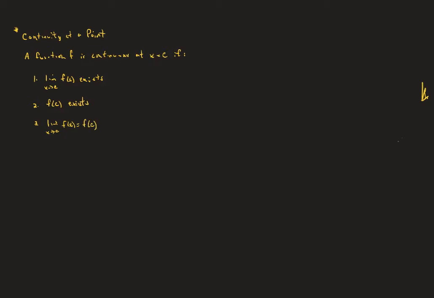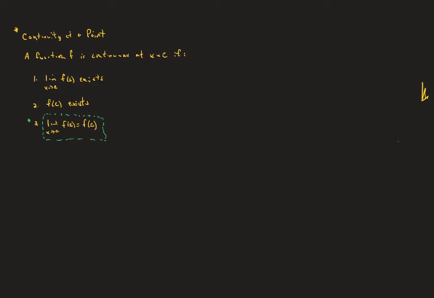Okay, and sometimes people will say the shortened version is just this third one. That is, they'll say the function is continuous if the limit is equal to the value of the function. That means that we're assuming then that the limit exists and the value of the function exists.